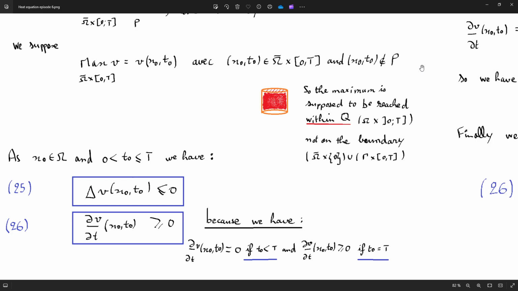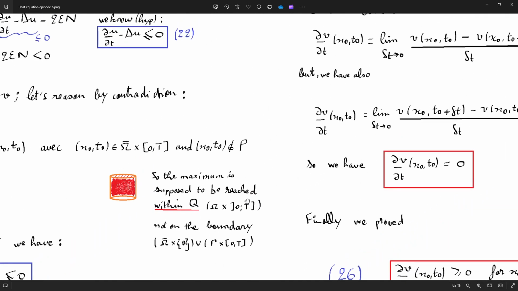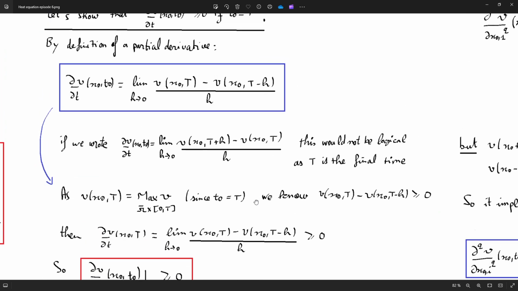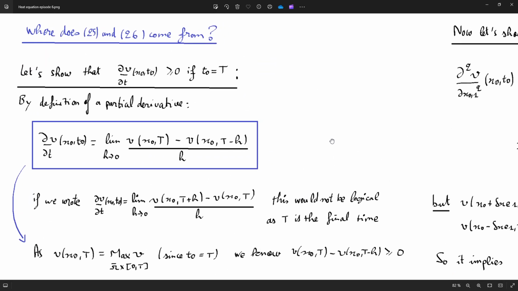we have 25 and 26, because the partial derivative of v with respect to t at (x0, t0) equals 0 if t0 is smaller than T, and the derivative of v with respect to time at (x0, t0) is greater or equal to 0 if t0 equals T. Where do 25 and 26 come from?